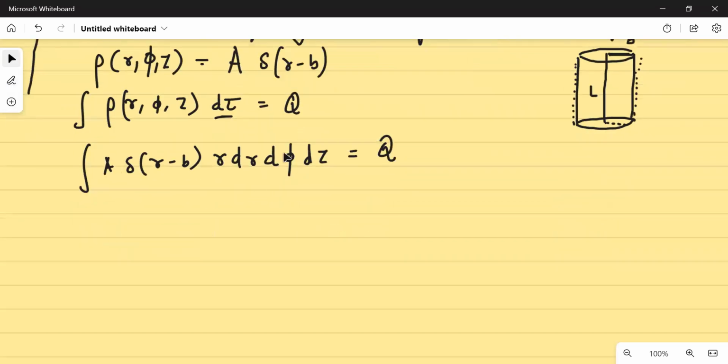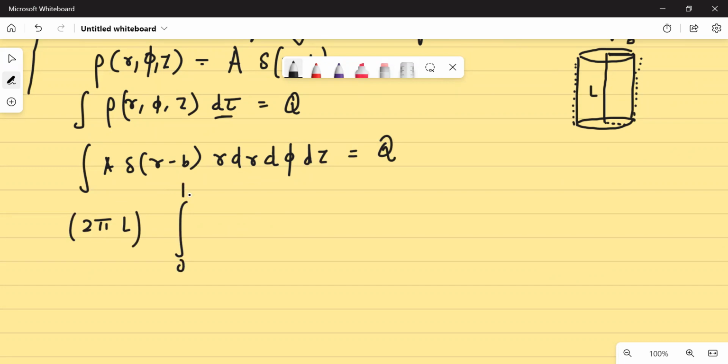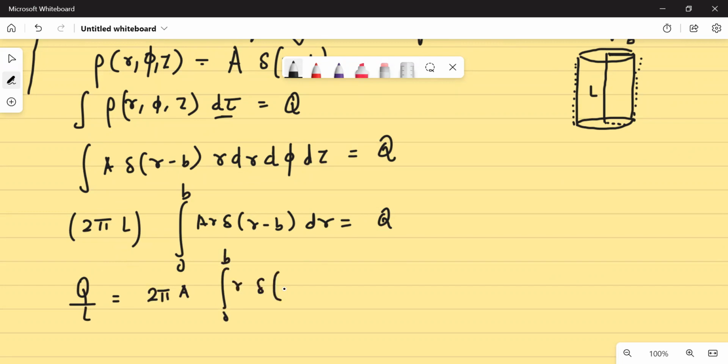Now if I integrate this all over, phi is integrated from 0 to 2 pi. There is no phi term, so forget about it. dz integrates from 0 to L. There is no such term, forget about it. And then there will be, from 0 to b, a times Dirac delta of r minus b into r dr, equal to q. So if I divide by L, I get q upon L equals 2 pi a integral from 0 to b of r Dirac delta of r minus b dr. Is that clear? And this q upon L you can write as lambda.